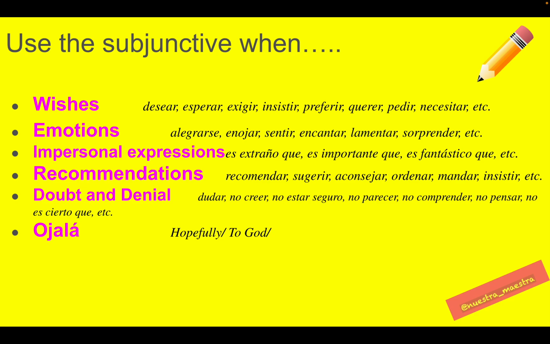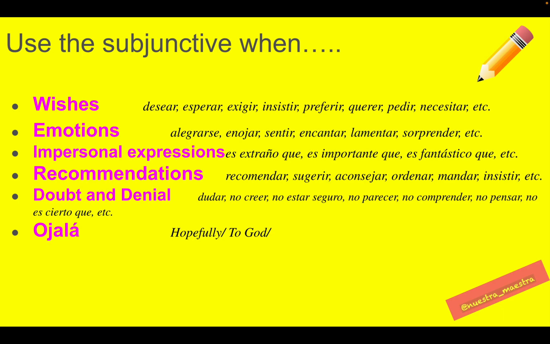We use the subjunctive whenever we want to talk about wishes. So whenever we're going to talk about wishes in a sentence, we're going to use the verbs desear, esperar, exigir, insistir. Desear, to wish; esperar, to hope; exigir, to demand; insistir, to insist on. These are verbs that indicate wishes. Yo insisto que tú estudies para el examen. So you can hear me using the subjunctive estudies para el examen because I insist. Now, I am not guaranteed that you will study.